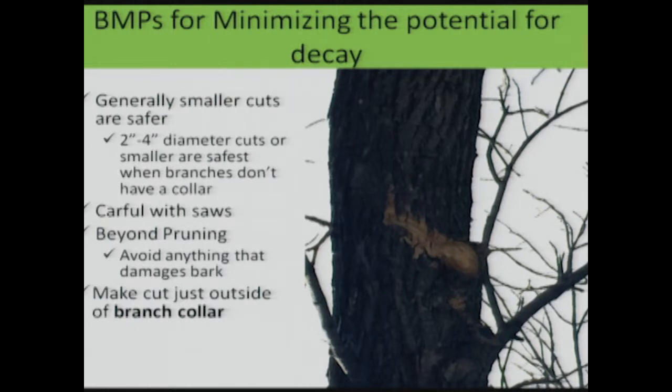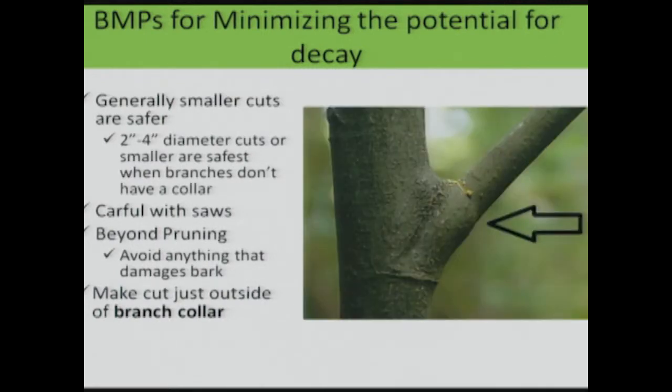So, the biggest management practice to control decay is to make cuts on branches that have collars, and make them just outside the collars. So here's an example. I got this from the internet because for the life of me, at the trees around my work, I cannot find a good branch collar. I was out there with a camera in the snow looking for one. So I stole this from the internet because it really shows the collar.